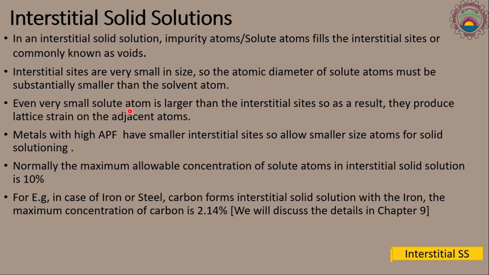Even a very small solute atom is larger than the interstitial site. Interstitial sites are so small, even a very small atom will be larger than the interstitial site of a common material. So as a result, they produce lattice strain on the adjacent atoms. That's why when they come into this interstitial site, they push the adjacent atoms away, causing the lattice strain or the lattice distortion.